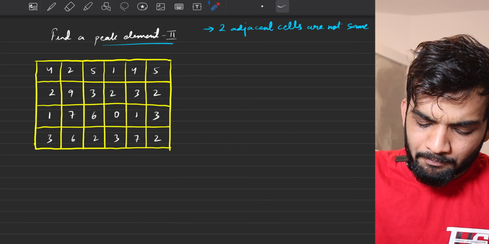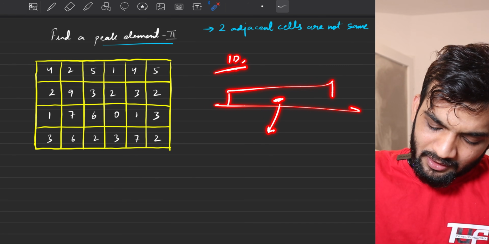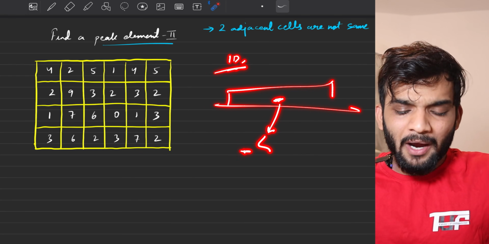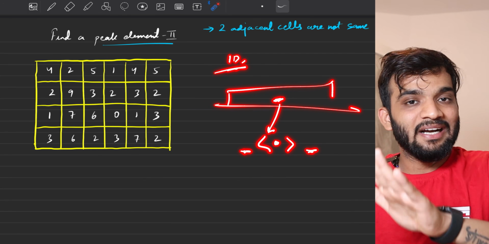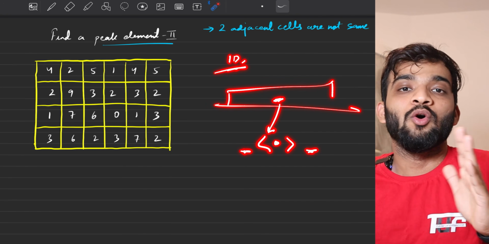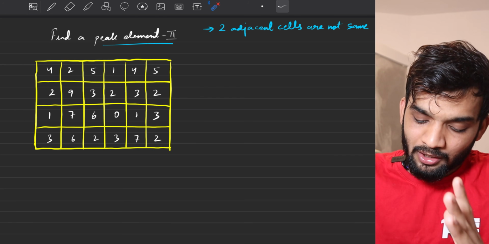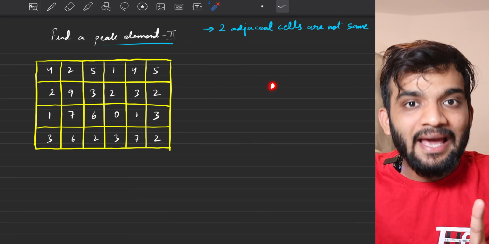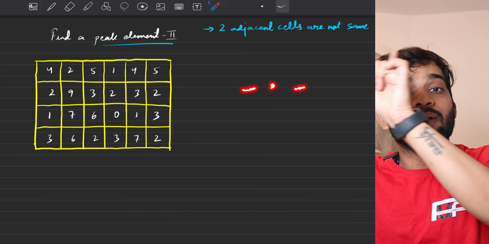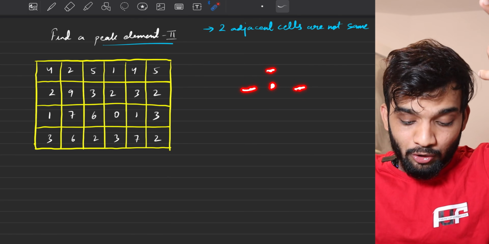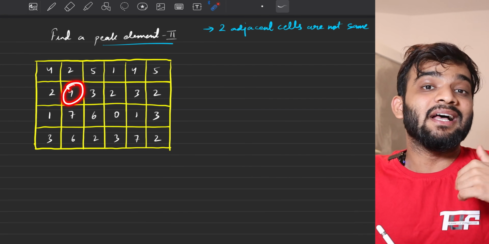In part 1 of the problem, we had a 1D array where the peak element was an element that is greater than its left counterpart and greater than its right counterpart. Any element that was greater than its left and greater than its right was called a peak element. Now in this problem, since a 2D matrix is involved, we will call an element a peak element only if it is greater than its left counterpart, its right counterpart, its top counterpart and its bottom counterpart. For example, I can say 9 is a peak element.